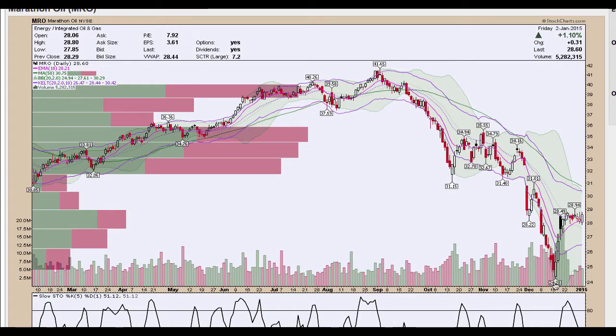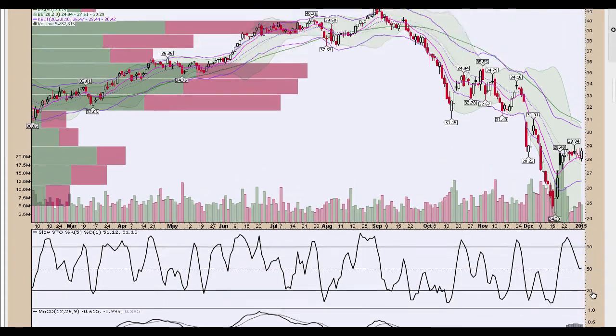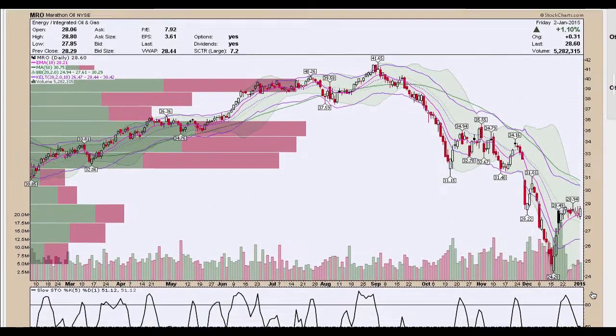Marathon Oil, MRO, also looks pretty decent. Note the lows here. Note the volume. Prices pushed back up a nice 3 or 4 points, flagged out. We're sitting right on the 10-period EMA, the 20-period, and Bollinger Bands are starting to come back together. Stochastics is starting to turn, and MACD is headed higher. So this is looking pretty good as well.